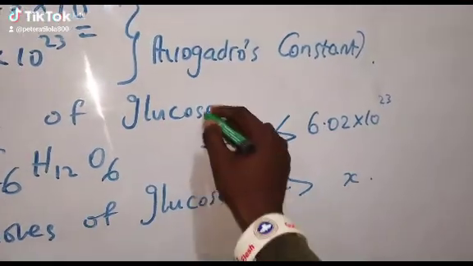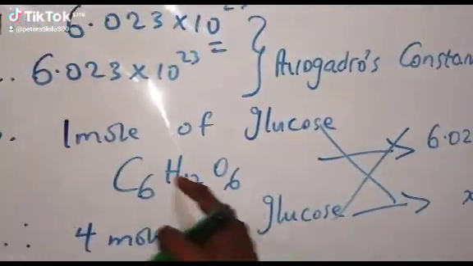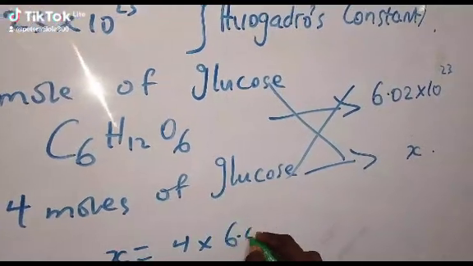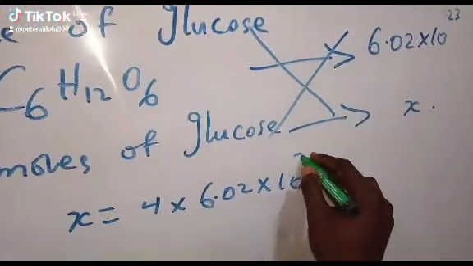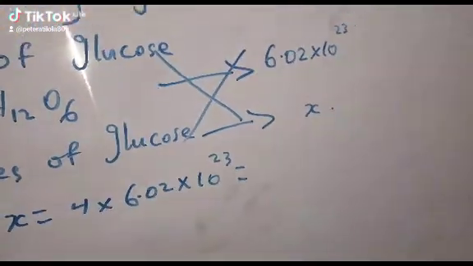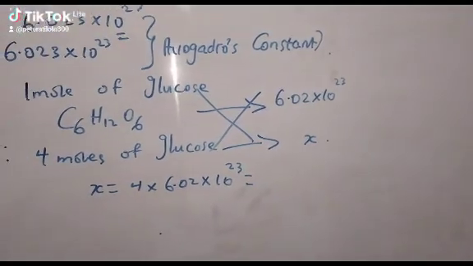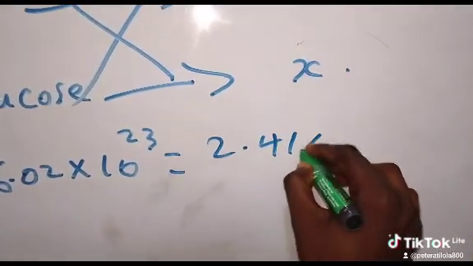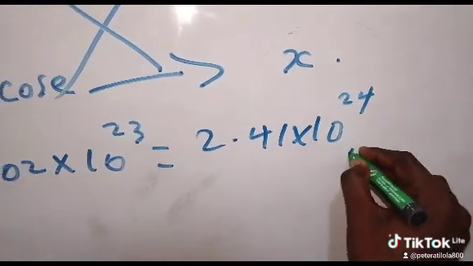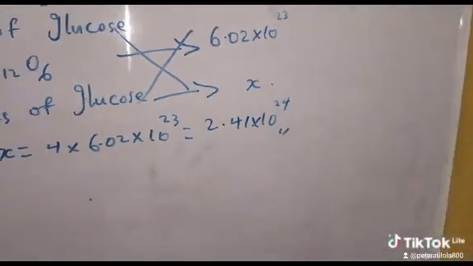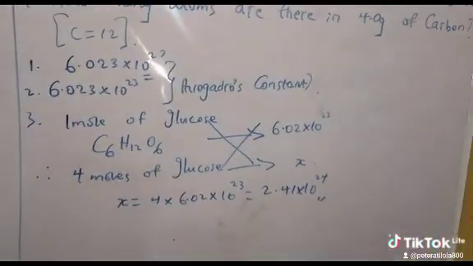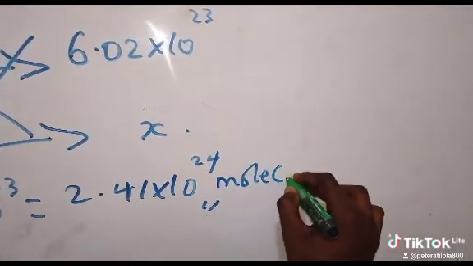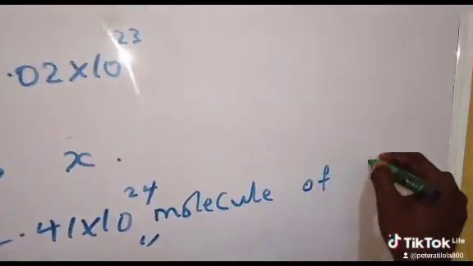By means of cross multiplying, you have X times 1. So here you have X is equal to 4 times 6.02 times 10 power 23. I want us to look at the way I solved it. So that is going to give us 2.41 times 10 power 24. This will give us 2.41 times 10 power 24 molecules of glucose.